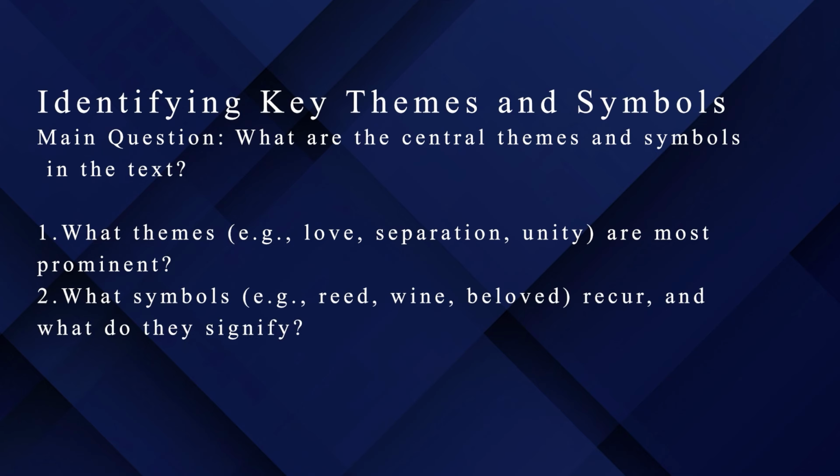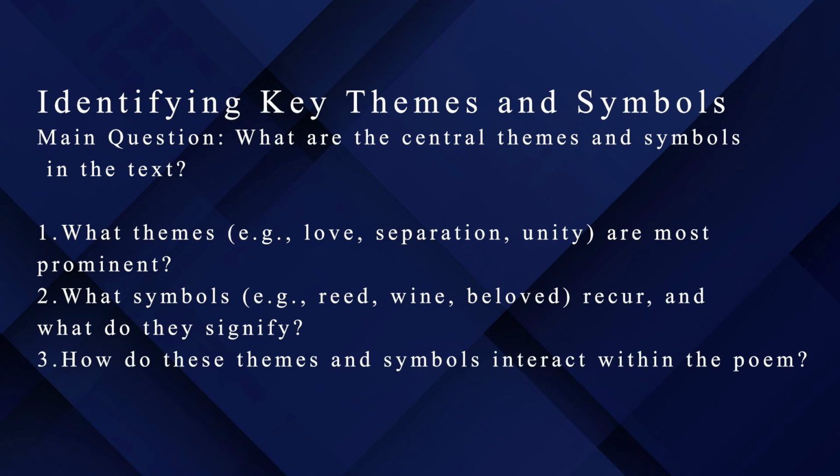Usually in Persian mystical poetry, there is the symbol of wine, the beloved, and iconically in Rumi there is the symbol of the reed, singing of separation. What are those symbols and what do they signify? Next question is, how do these themes and symbols interact within the poem? So what are the principles?